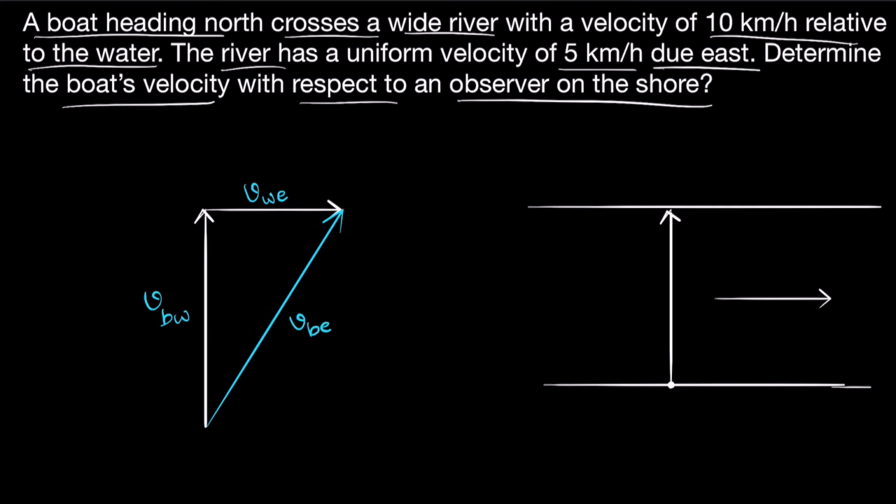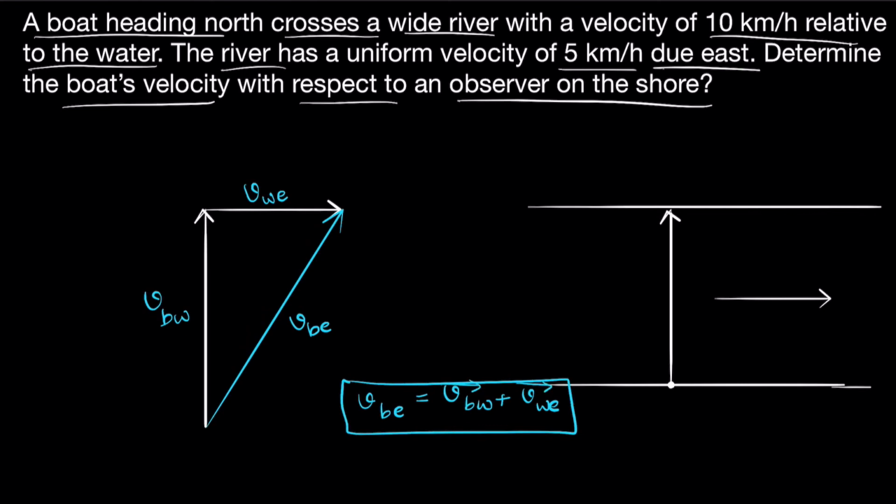Now we know that from vector addition, we can write that VBE is VBW plus VWE. This is a vector addition, which means that this cannot be done directly. So we have to calculate VBE. For calculating VBE, the first thing that we need to know is this angle theta right here. They have given us VBW, which is 10 kilometers per hour, and VWE, which is 5 kilometers per hour. From that, let's first calculate theta.